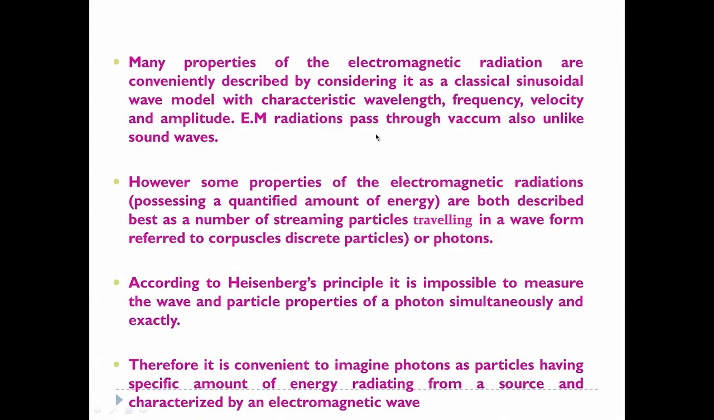So, EM radiation passes through vacuum also, unlike sound waves. Sound waves you cannot hear across a vacuum, whereas electromagnetic radiation passes through the vacuum also. Some properties of electromagnetic radiation are best described as a number of streaming particles travelling in a waveform, referred to as corpuscles, discrete particles or photons.